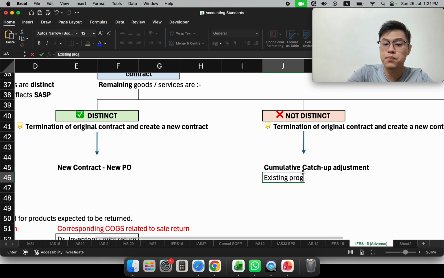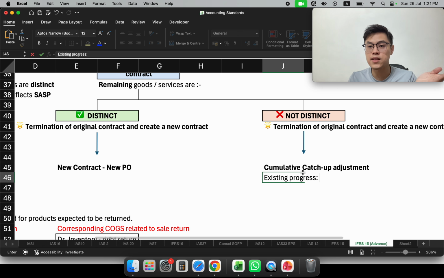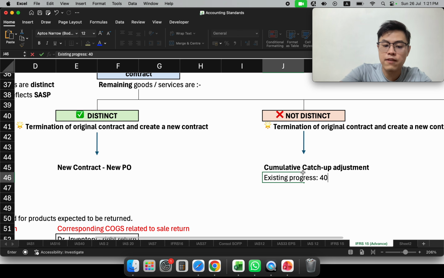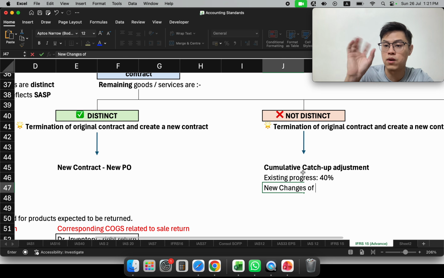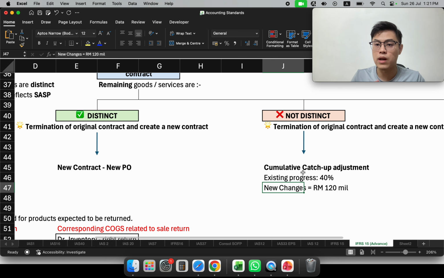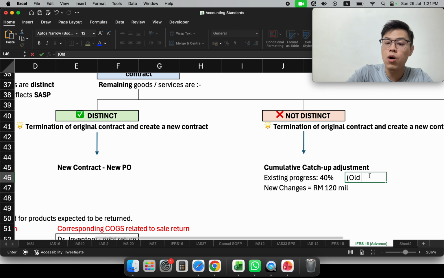So based on the existing progress, maybe your contract starts from 1st January 2026 and now is 26 July 2026, so almost halved. And we have done 40%. If the new modifications are worth 120 million, what are we going to do now? Since progress is already 40% complete, meaning the old PO has already recognized 40% of the revenue.